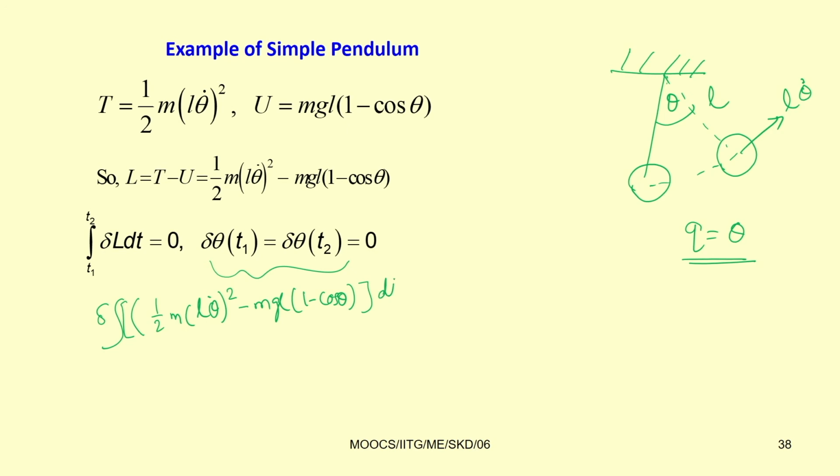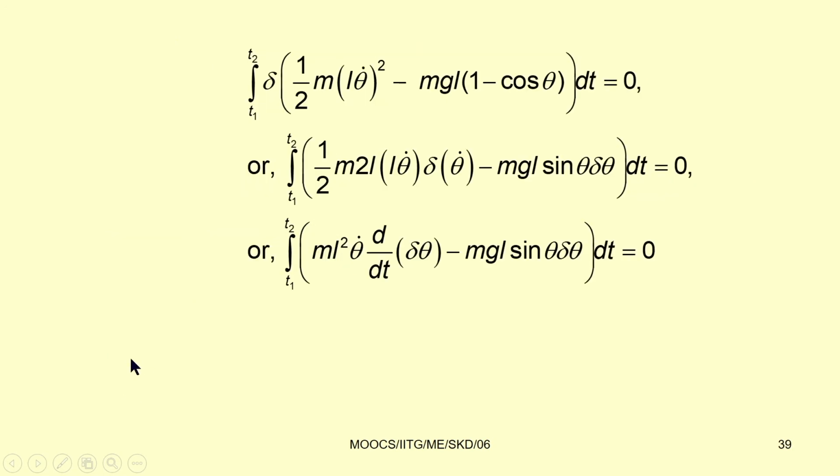Here the non-conservative work done delta W_NC is equal to 0, because there is no force acting on the system. So, you can make it equal to 0. Now the delta operator can enter inside this. By slightly expanding, this becomes integral T1 to T2 of delta of half m L squared theta dot squared minus m g L into (1 minus cos theta) dt equal to 0.